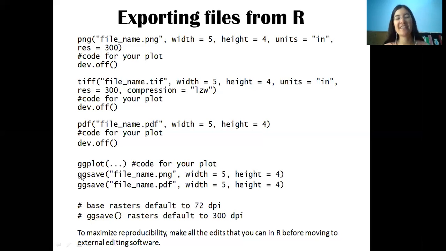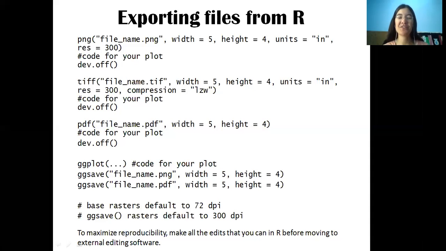Or you have the second option of using the ggsave function, which you run after your code, which is just the file name, and the extension automatically tells it which format you save it as, and you specify a height and width. And conveniently, ggsave defaults for rasters to 300 dpi, so it's already nice and convenient. The base functions up here default to 72, which is not very good, so often you have to specify higher resolution there.